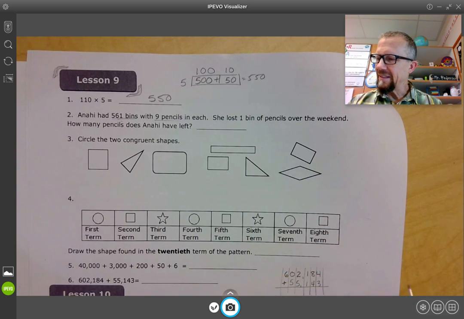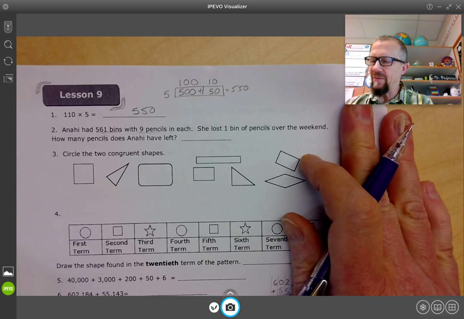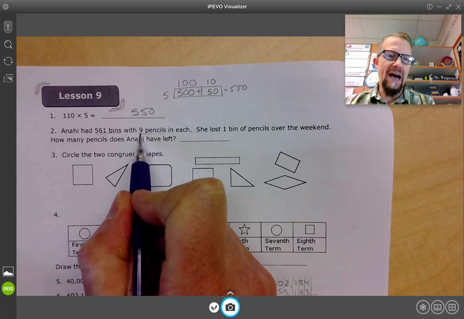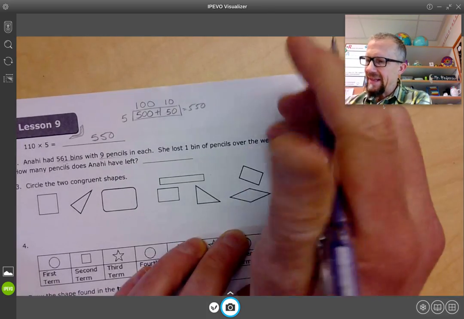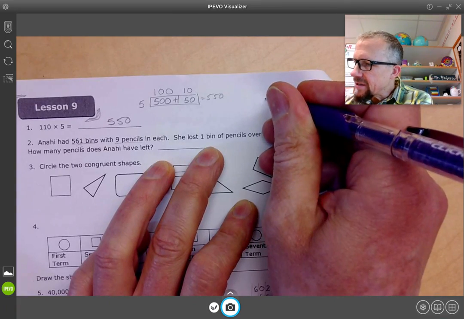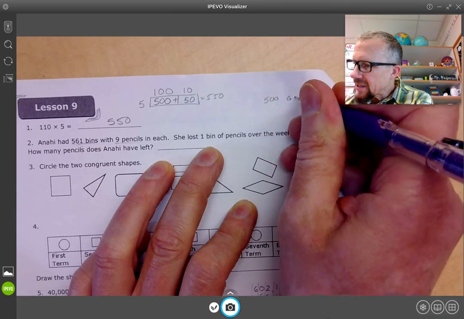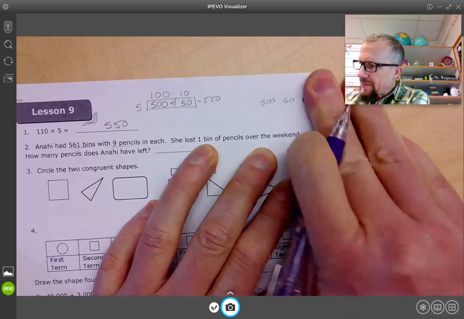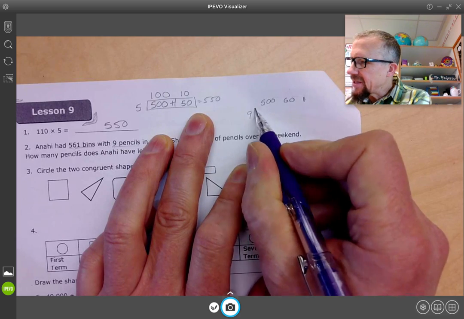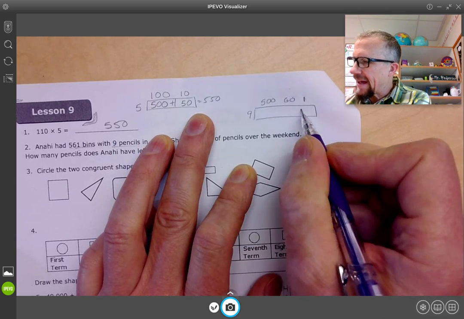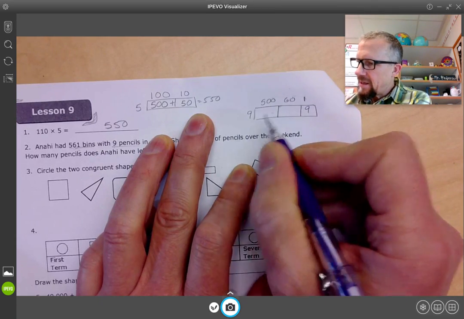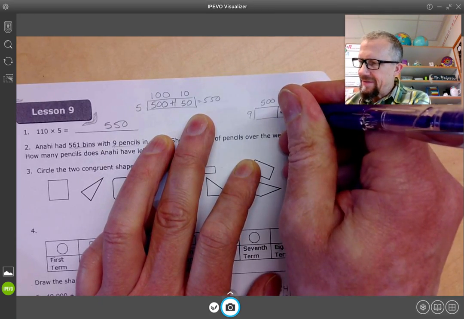So we got to figure out the total number of pencils. And to do that, we are going to have to multiply because she's got 561 bins of 9. So I'm going to do that same method. I'm going to break apart 561. Paper's all bent there. And we're going to do 9 times each part of that. So this first one's easy. 9 times 1 is 9. 9 times 6, I happen to know, is 54.